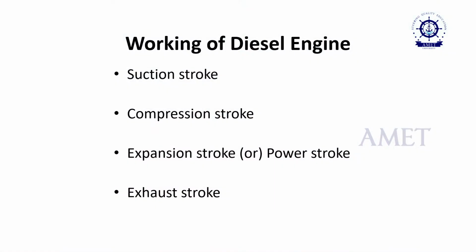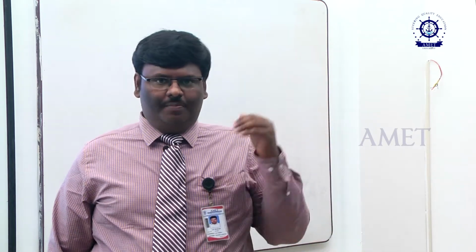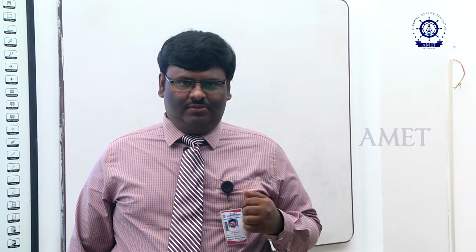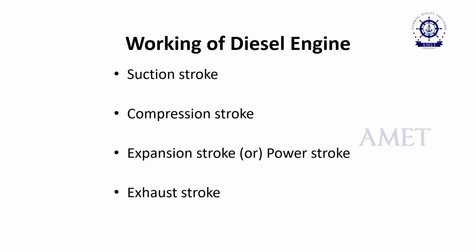The working of a 4-stroke diesel engine has 4 strokes. The first stroke is suction. Let me explain first what happens during the suction stroke. In a diesel engine, during the suction stroke or intake stroke, first air enters inside the engine. When air is entering inside the engine, the piston moves from top dead center to bottom dead center. When the piston moves from top dead center to bottom dead center, the entire cylinder is occupied with air.